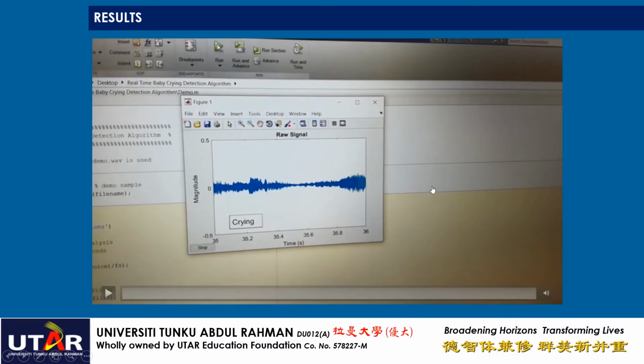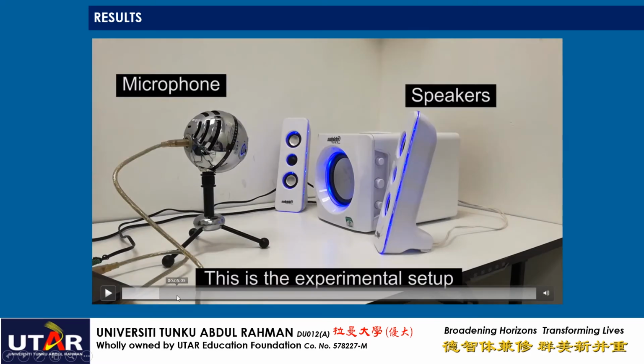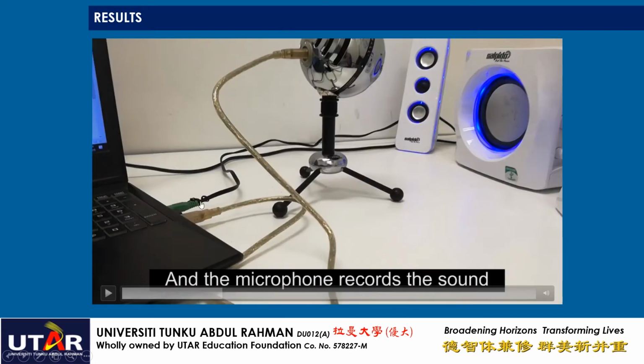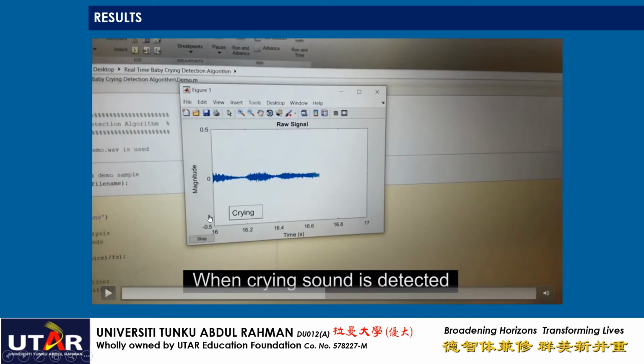Okay, so let me briefly explain the setup here. So to simulate a noisy environment for real-time crying detection, we played the custom noisy samples through these speakers and recorded the sound using this microphone. And the microphone was then attached to the laptop. And in the laptop, we then used MATLAB to process the recorded sound on a second-by-second basis. And if the 1 second segment is identified to have crying sound, it is labeled with a crying notation. And if there is no crying sound detected, then no annotation is displayed.